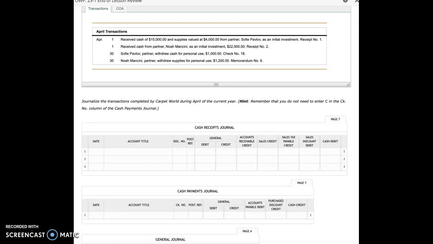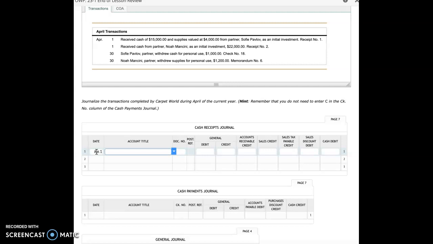All right, our first transaction is April 1st. We received cash of $15,000 and supplies valued at $4,000 from our partner Sophie Pavlov as an initial investment, receipt 1. So our date will be April 1.